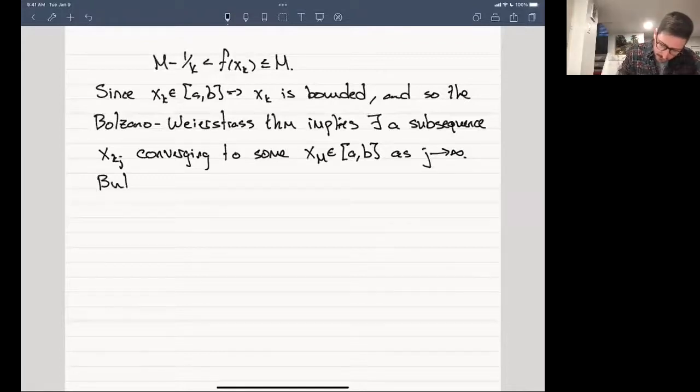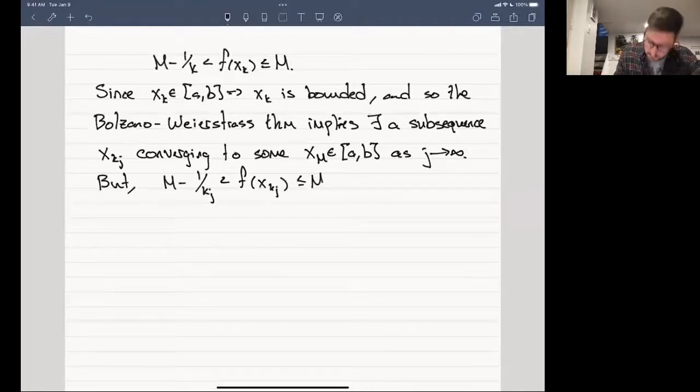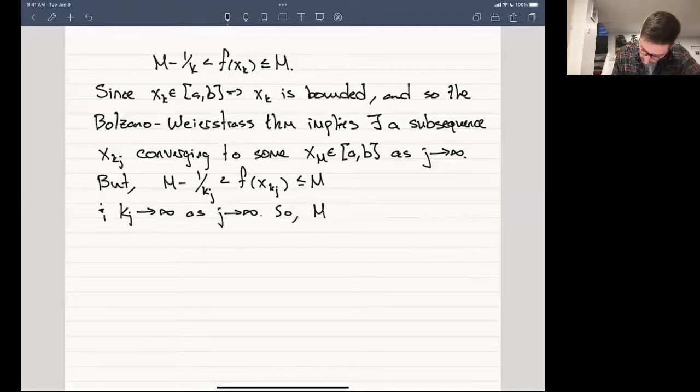But what happens here? Well, M minus 1 over k_j is less than f of x_{k_j}, which is less than or equal to M by definition. And k_j goes to infinity as j goes to infinity. That's just from the definition of the subsequence. So M minus 1 over k_j goes to M as j goes to infinity.